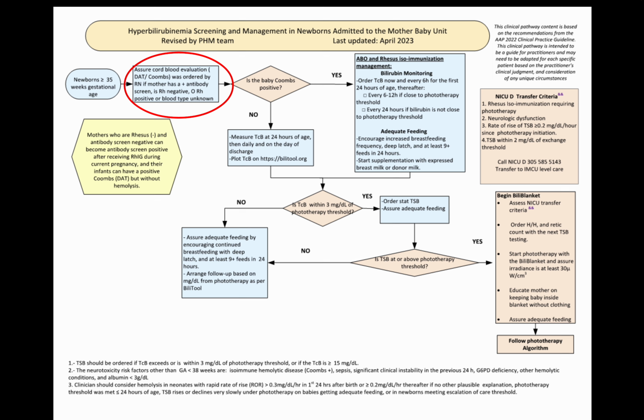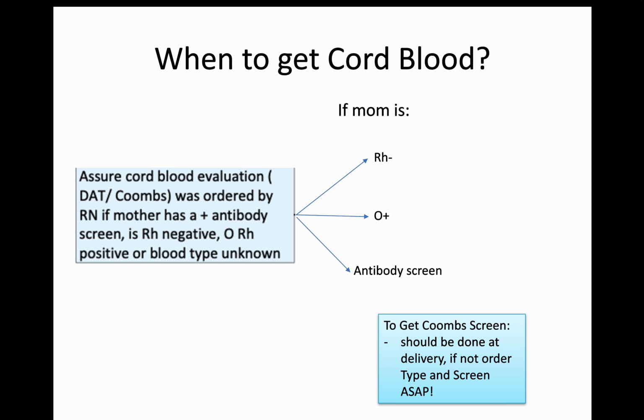So the first question: should we get cord blood on the baby? There are 3 criteria that determine whether or not a baby needs to have their cord blood collected at time of birth. One of 3 is if the mother is Rh negative, if the mom is O positive, or if the mom is positive on our antibody screen.